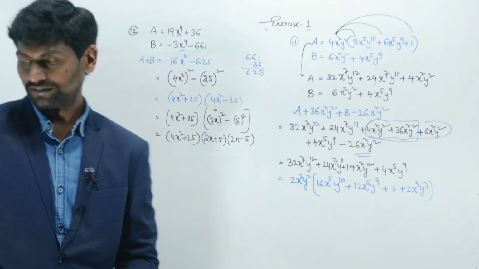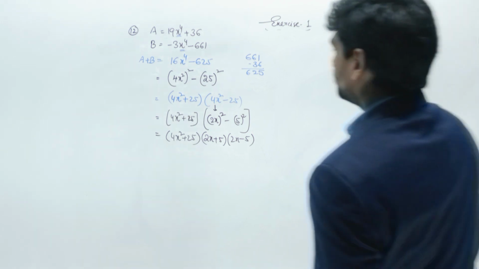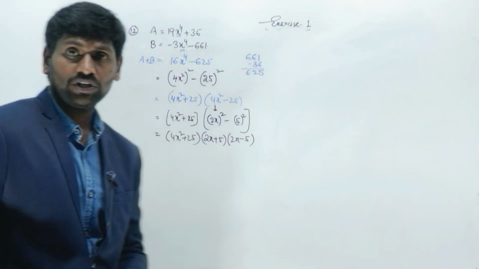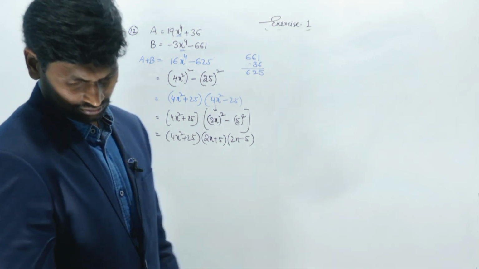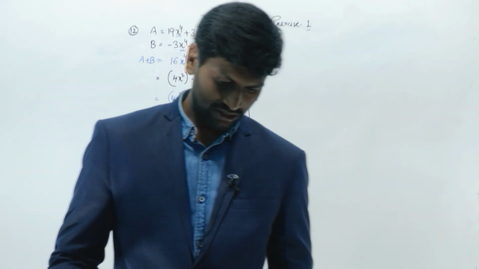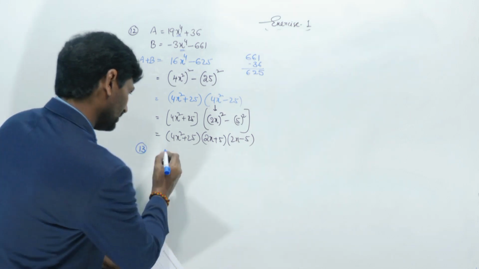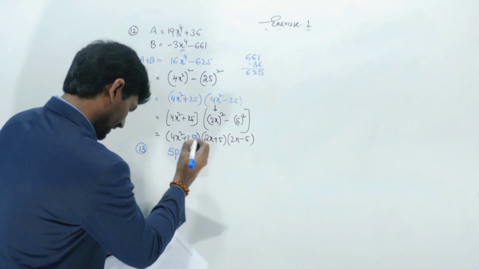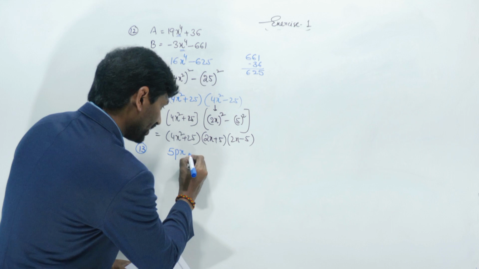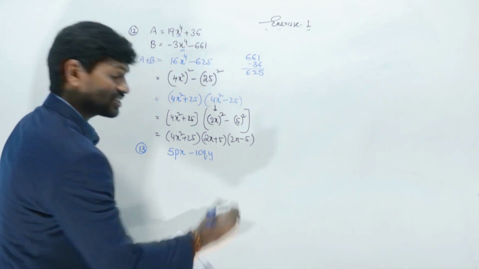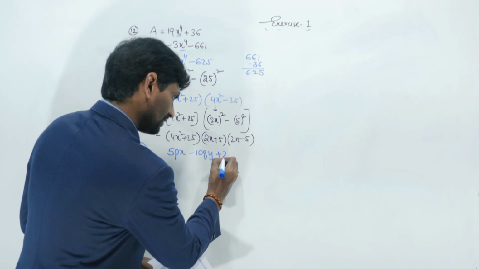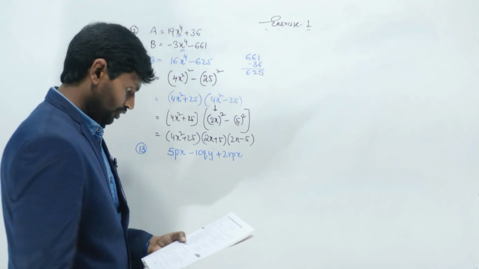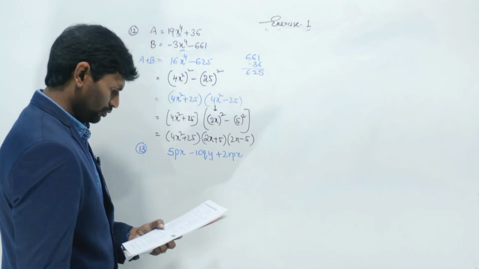Please note that. So let us go to the next problem. Okay, 13th problem. That is given: 5px minus 10qy. Second term, third term: 2rpx minus 4qry.